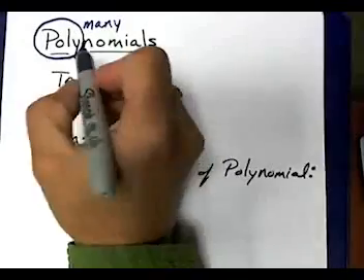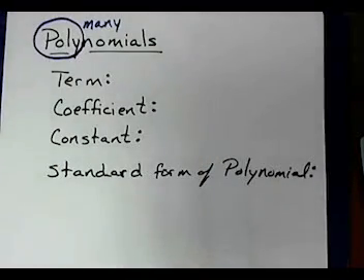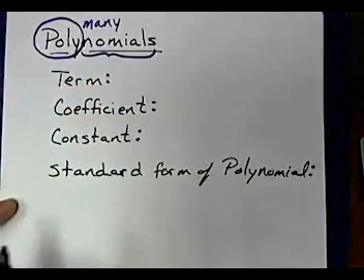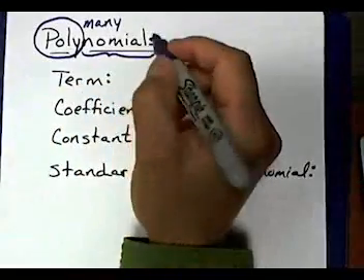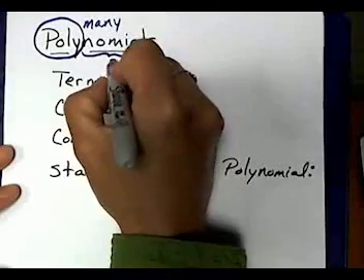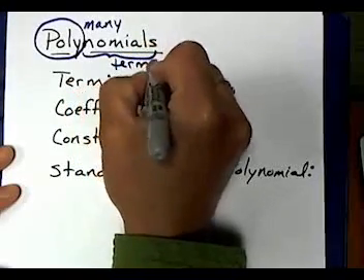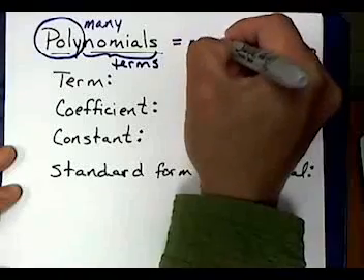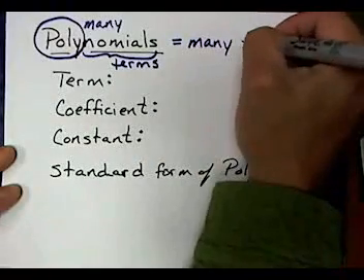And nomials comes from the Greek root word for numbers. But we want to be a little bit more specific as to what type of numbers we are really using here. And the type of numbers that we're really going to be using are terms. And so polynomials simply means that we're going to have many terms.